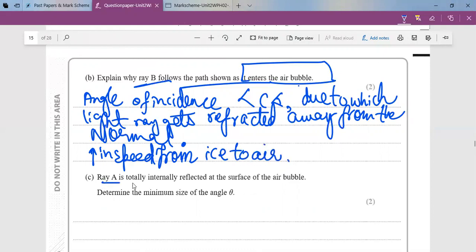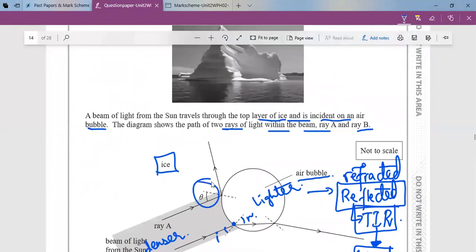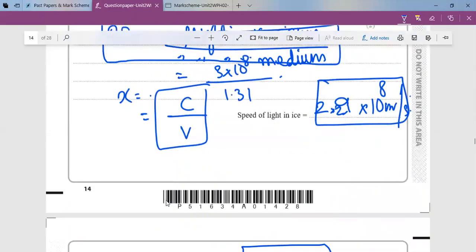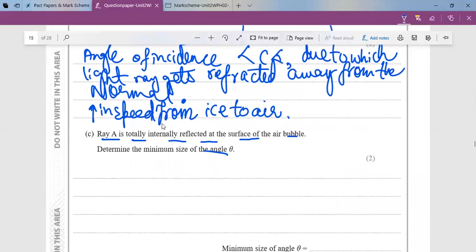Clear? Now ray A is totally internally reflected at the surface. Determine the minimum size of this angle theta. Okay, all we need to do is just find out the minimum size of this angle. When will total internal reflection occur? When this becomes greater than the critical angle, right? Now over here, they have also given us the refractive index of ice, which is in the first part of the question, 1.31. So the refractive index is 1.31.